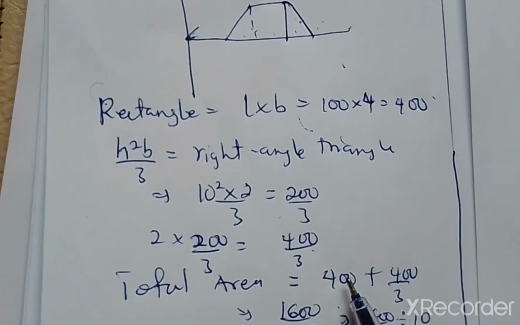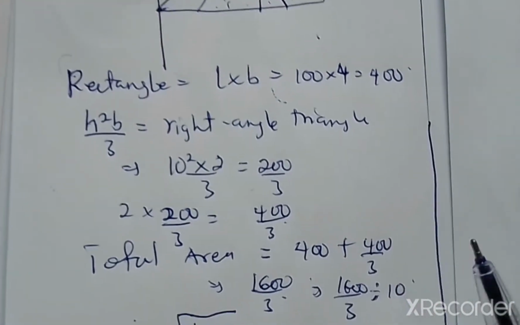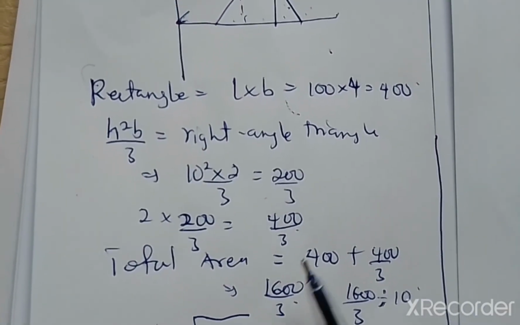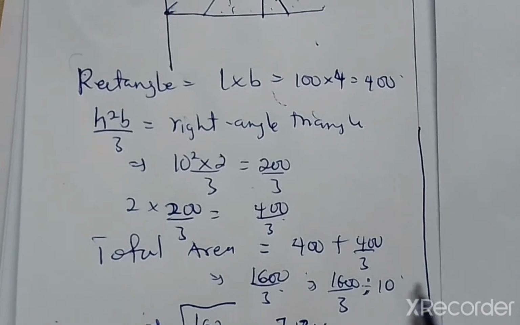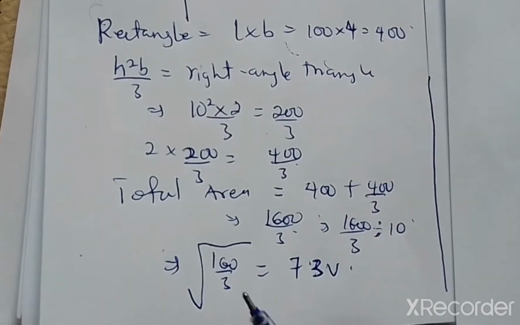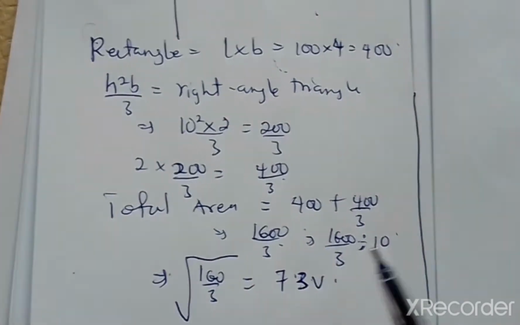Our total area becomes 400 plus 400 on 3. We get 1600 on 3. Then we divide it by our period. When you divide it by 10, you get 160 on 3. Then finally we take the square root of the whole result. Then we get 7.3 volts.